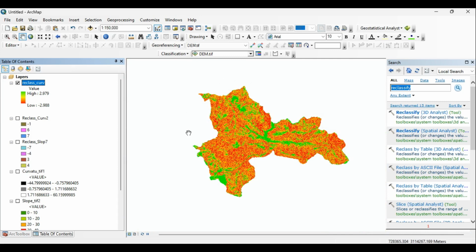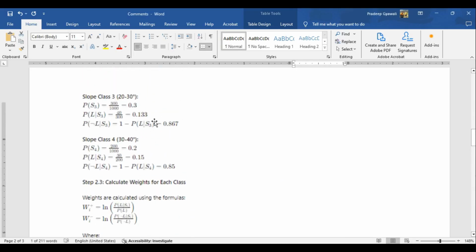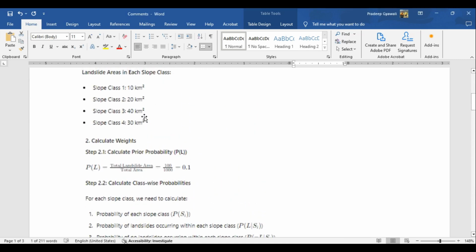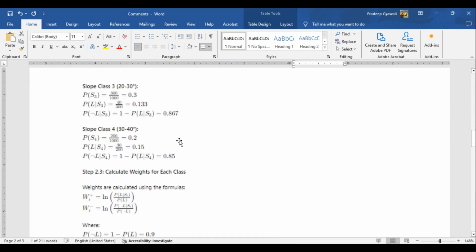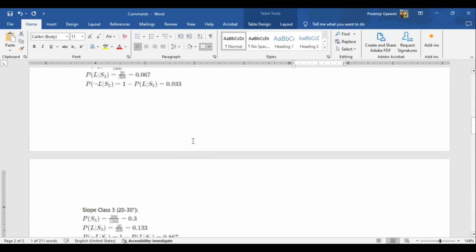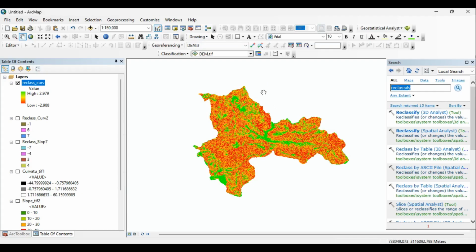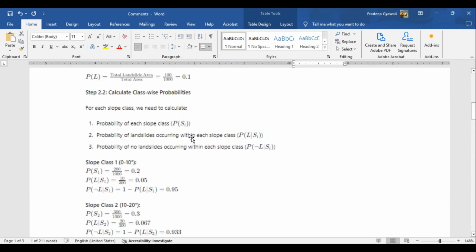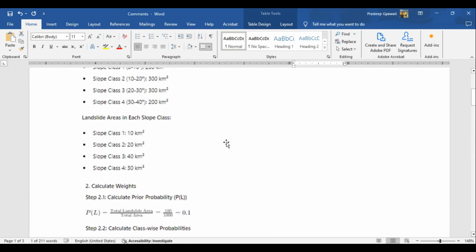This is not so accurate because I only consider two parameters, and among these two parameters only slope is classified according to this formula, and I also use an arbitrary value for the curvature class, so this has very low accuracy. In this way, you can calculate the weight of evidence and use the weight of evidence model to prepare a landslide susceptibility map and many more.